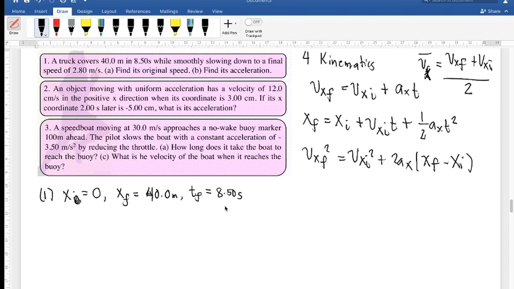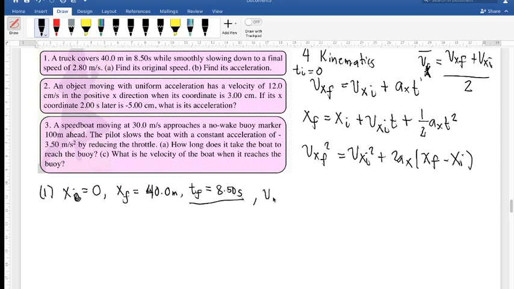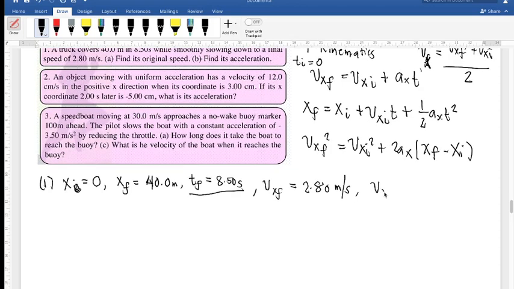seconds. So in all of these kinematic equations, the initial time is equal to zero. That is why you don't see an initial time and final time, because the t is understood to be the final time. And then the final speed vxf is equal to 2.80 meters per second. So we have to find the original speed first.